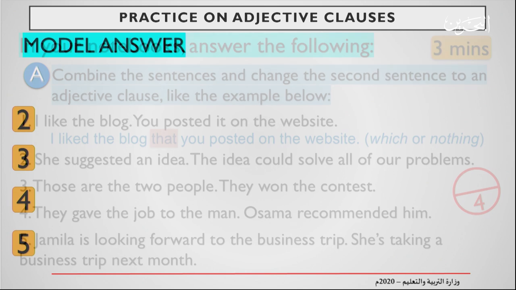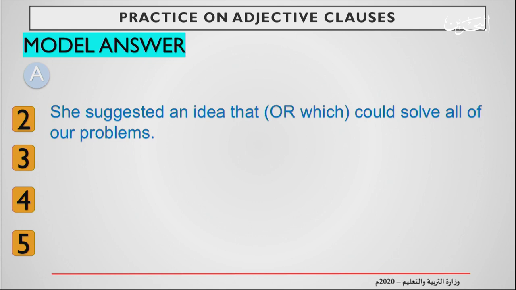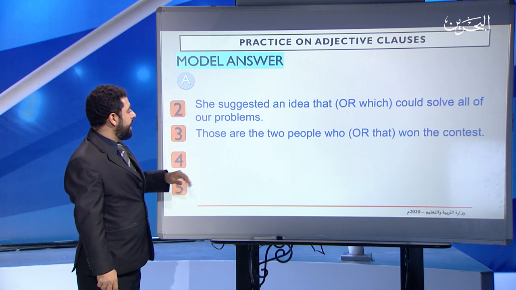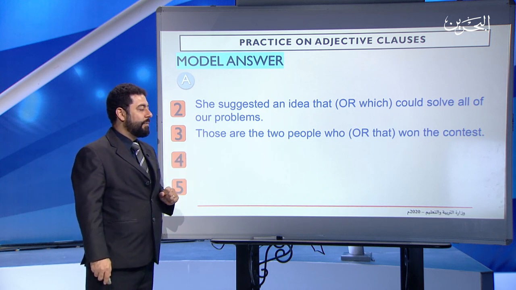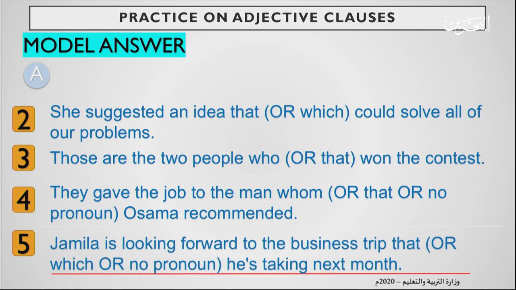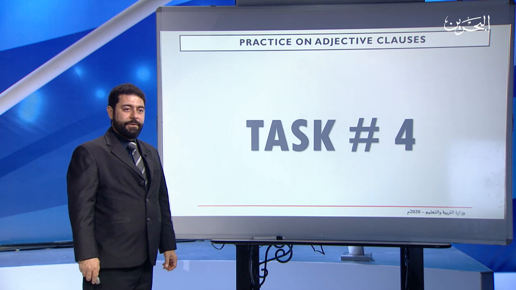Let's jump to the model answer. Number two. She suggested an idea that, or which, you can use both of them, could solve all of our problems. Number three. Those are the two people who, or that, won the contest. Number four. They gave the job to the man whom, or you can say that, or you can say no pronoun. You can just take it off. Osama recommended. Number five, Jamila is looking forward to the business trip that, or you can choose which or no pronoun, she's taking next month. All right, let's jump to task number four.